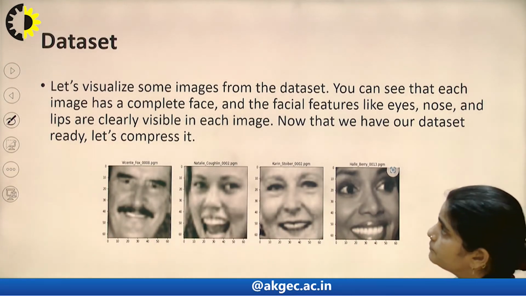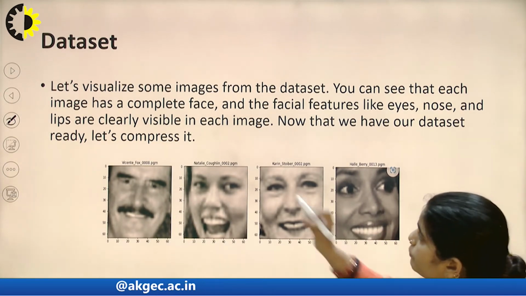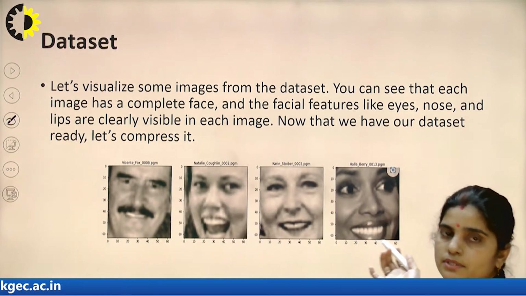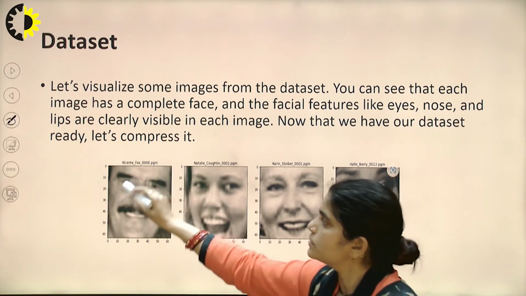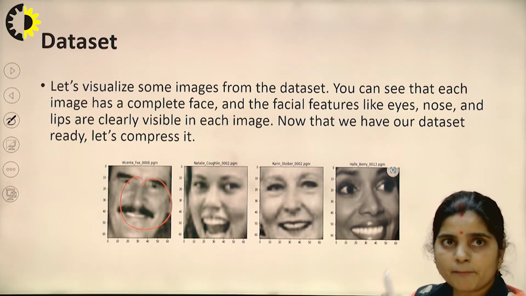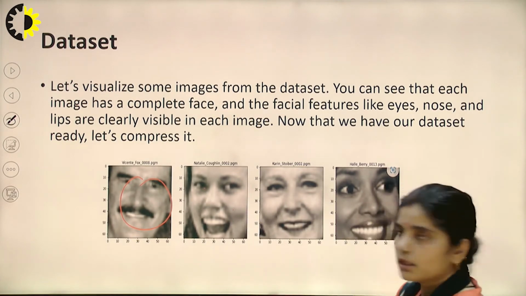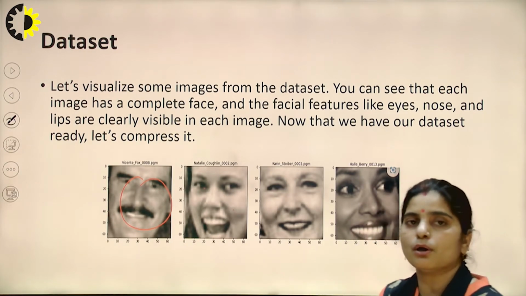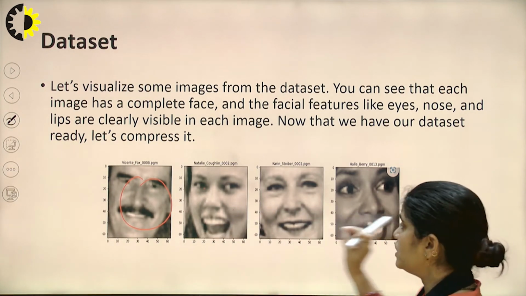Here the data set is the input. Let's visualize some images from the data set. These are the images which we have taken from the data set. You can see that each image has a complete face with facial features like eyes, nose, mouth, teeth, lips. These facial features can be easily and clearly visible in each of these images.